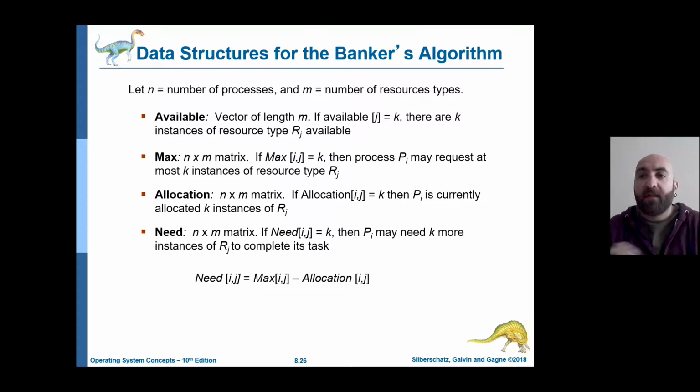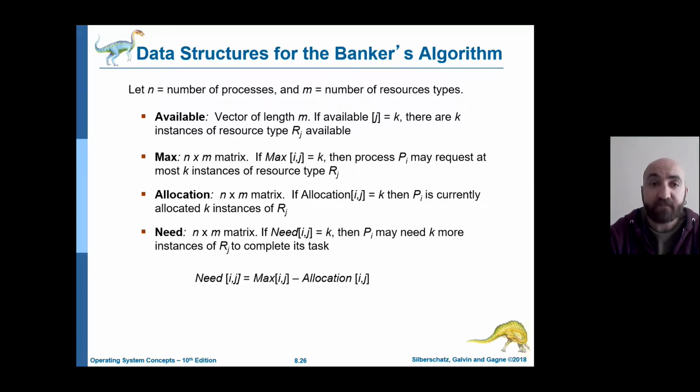Hello again. Let's continue with the details of the banker's algorithm. First of all, we need several different data structures to implement the banker's algorithm. These data structures encode the state of the resource allocation system. We need these data structures where n is the number of threads in the system and m is the number of resource types. So we have n and m. n is the number of processes and m is the number of resource types.